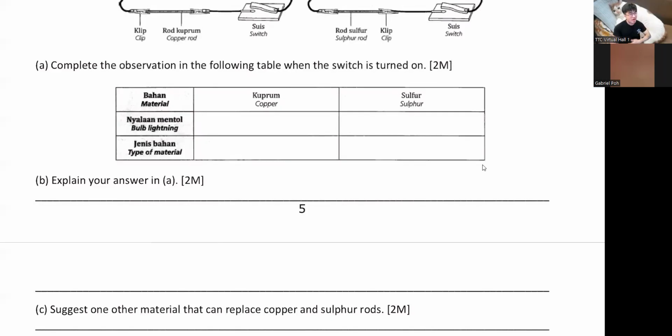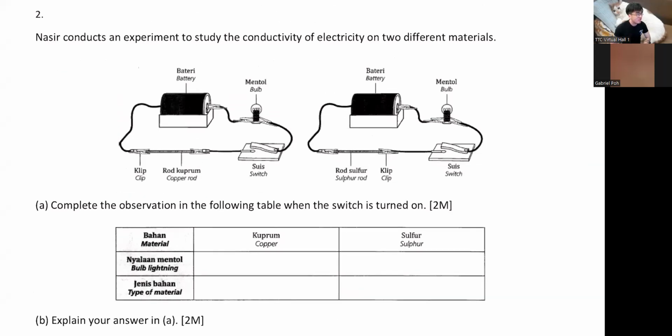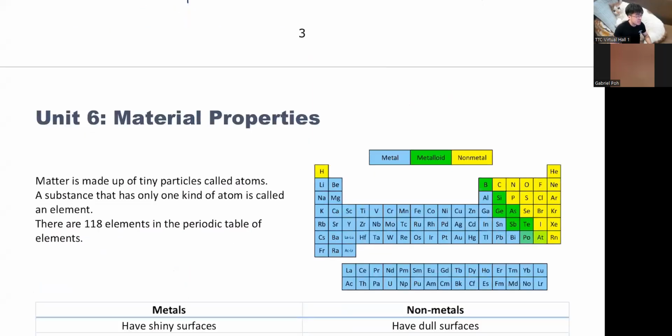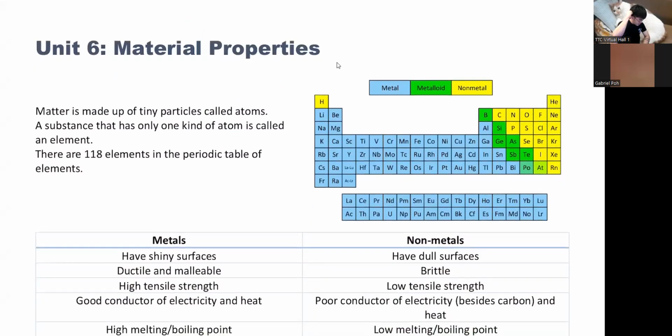All right, so let's continue with our chemistry revision today. I think we stopped around here, which is our chapter 6, material properties. Very simple chapter, very short chapter. So I'll quickly go through this, then maybe we can even go to another chapter today. Right, so matter is made up of tiny particles called atoms.